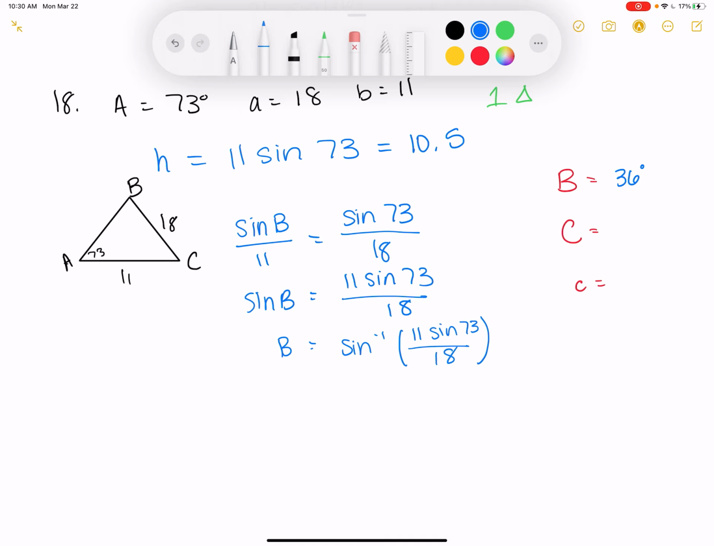In your calculator, type in 11 times the sine of 73, hit enter. If you're having an issue, do it that way. Then hit the division symbol and 18, because that'll do answer divided by 18, and hit enter. Then do second sine, because that'll give you the inverse. Then do second, and at the bottom right there's a little button that says answer.